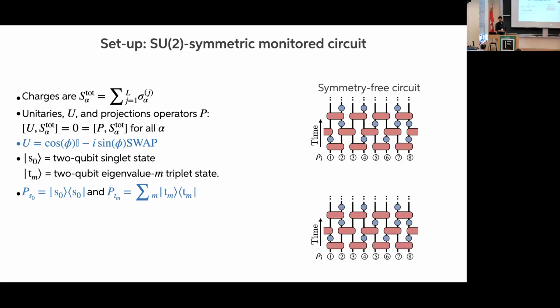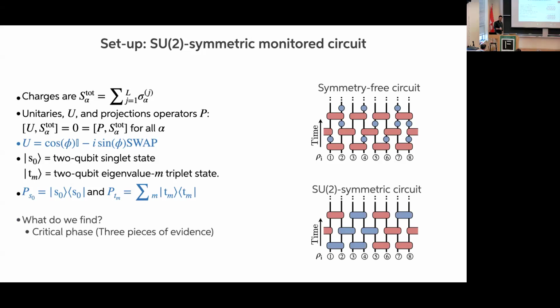So we take our symmetry-free circuit, change the unitaries to be SU(2) symmetric, change the measurements to our new measurements that now necessarily act on two sites. And then instead of doing the unitary followed immediately by the measurement, we'll just do the measurement. This is our object of study.